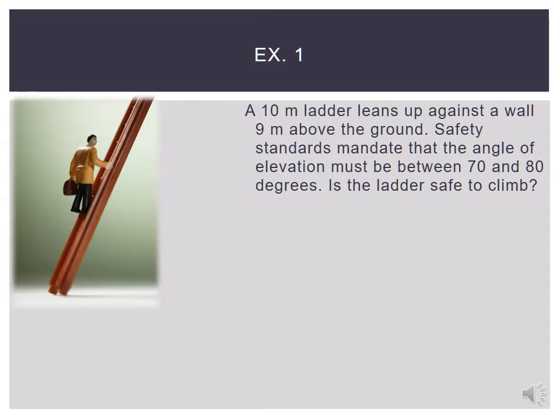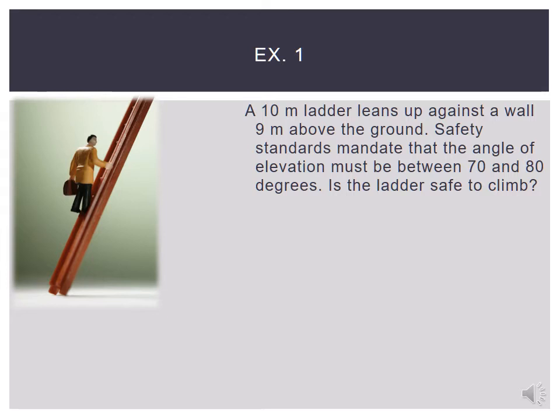So a 10-meter ladder leans up against a wall, 9 meters above the ground. Safety standards mandate that the angle of elevation must be between 70 and 80 degrees. We want to know, is the ladder safe to climb? So the hardest part about word problems is, in my opinion, making the triangle and getting that information out of the actual words. So I've kind of scaffolded this for you.